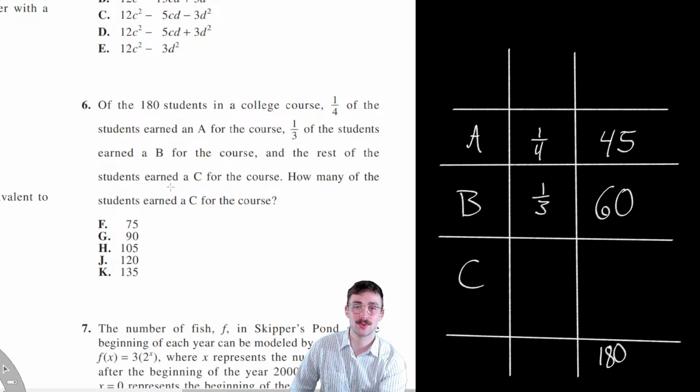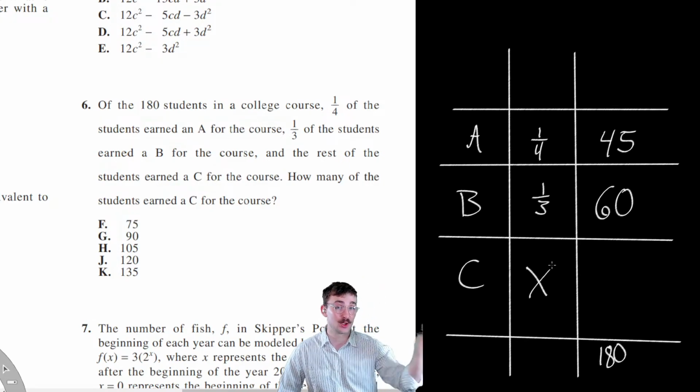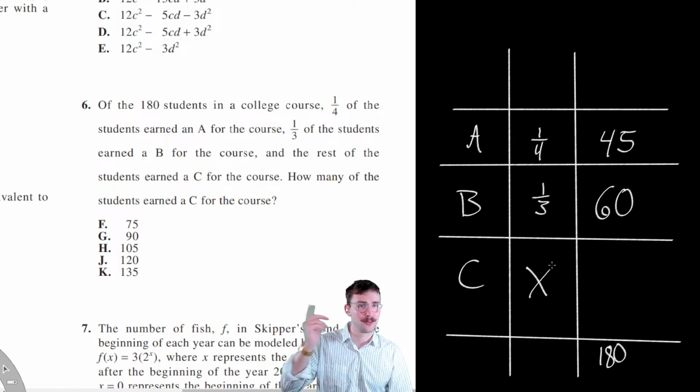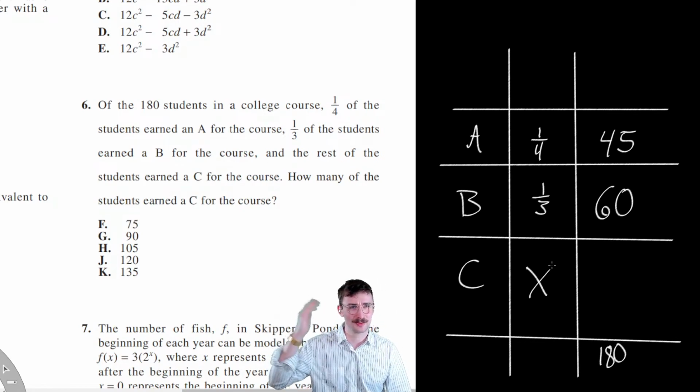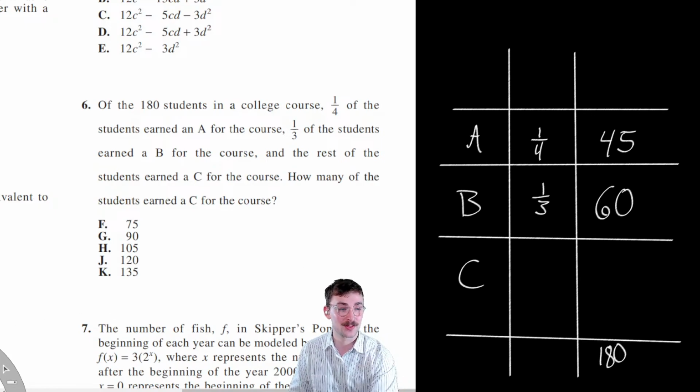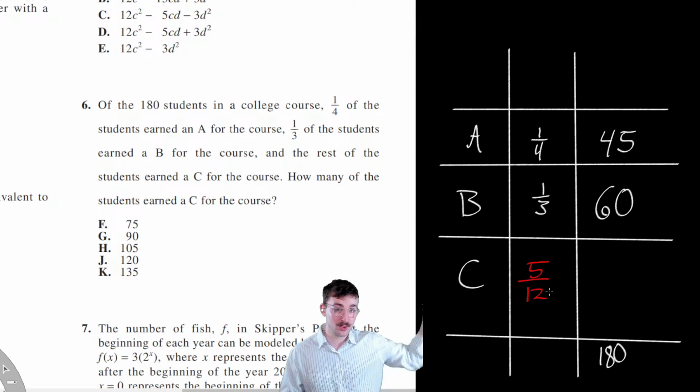So the rest of the students earned a C for the course. Okay, well, I don't know what that's going to be in terms of a fraction. I'm not going to get a common denominator. 3/12, 4/12. That's 7/12, and then 5/12 is what remains. I'm not going to do it that way. That's one of the ways that you can solve this problem, and I just did it. So this would be 5/12 right here, and we can just do 5/12 of 180.